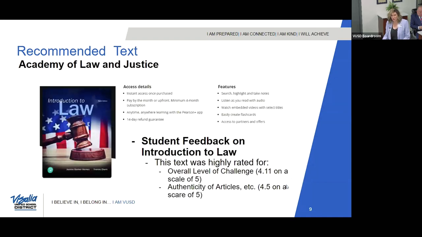The second book that is coming for recommendation is The Introduction to Law. And the student feedback was slightly different on this, as we were gauging the overall level of challenge as a 4.11 on a scale of 5, and authenticity of articles, which is a 4.5 on a scale of 5.